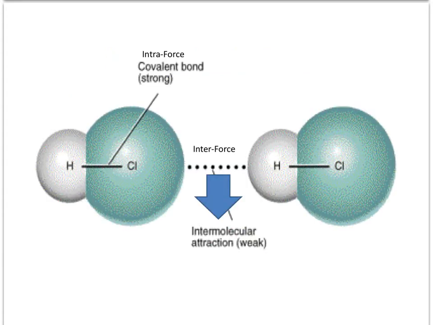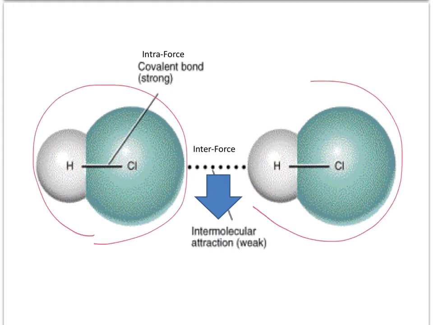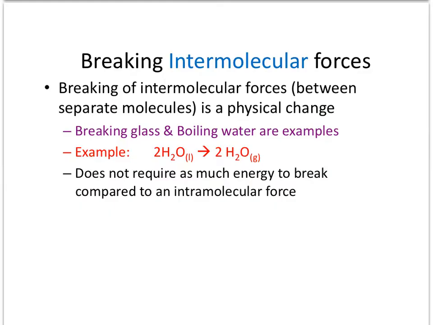If we take a look at the picture, you will see that there is a dotted line between the two hydrogen chloride molecules. That dotted line represents the intermolecular force. It is holding the two molecules closely together. Breaking intermolecular forces does not require as much energy compared to an intramolecular force. And that is because you are just separating the molecules from each other. You are not breaking bonds.